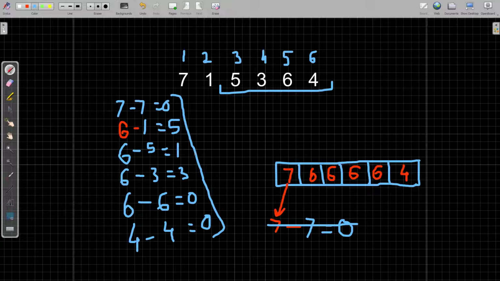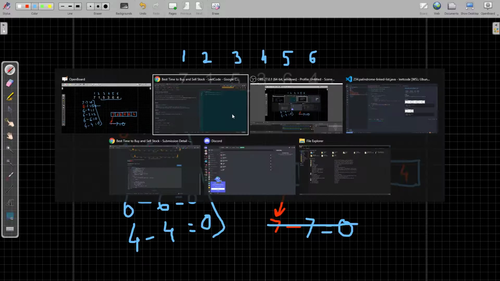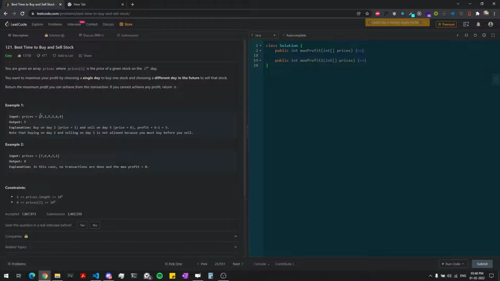Now the answer is the maximum among all of these. 5 is the answer then. Among all of these values, 0, 5, 1, 3, 0, 0, what is the maximum? 5. So I can say that 5 is the maximum profit I can gain. Now the question has asked you to only find the profit. It hasn't asked you which day you have to buy and sell. So we don't need to keep track of the indices, just the profit.